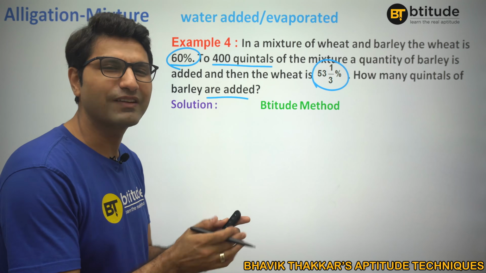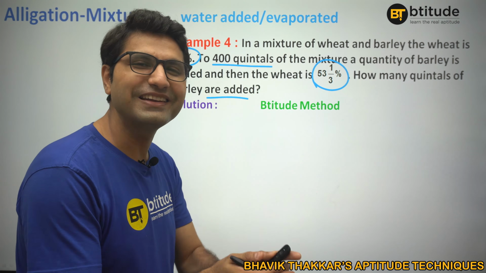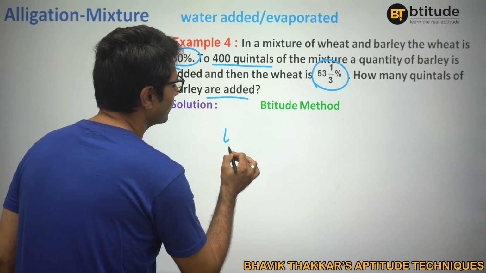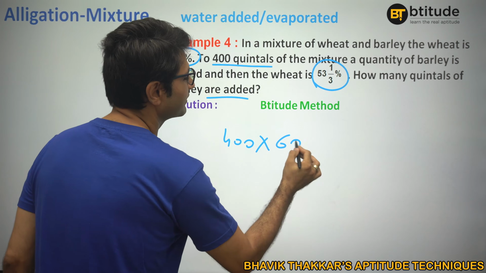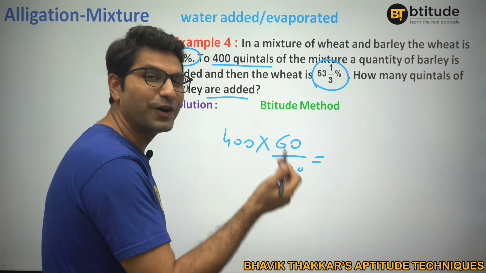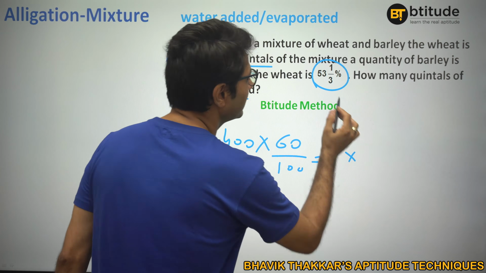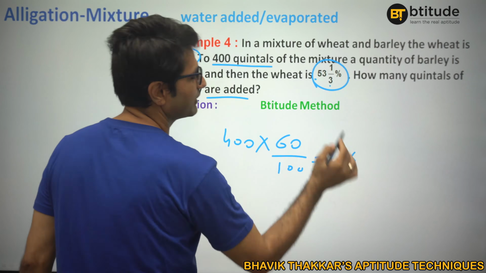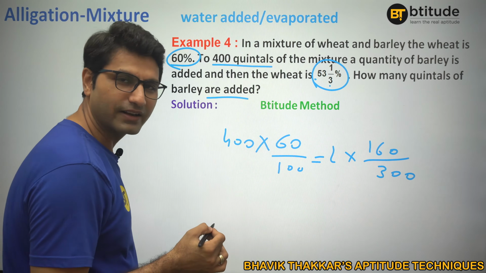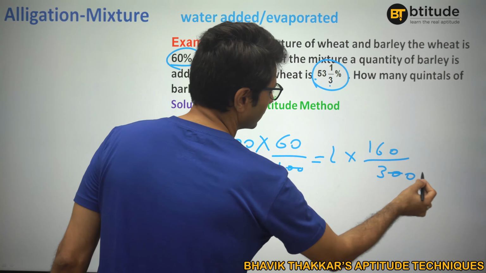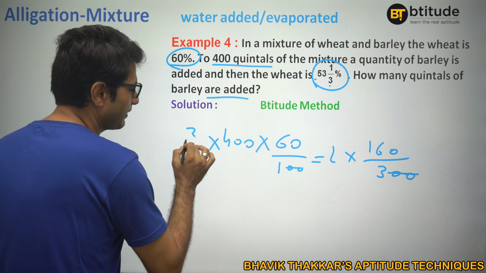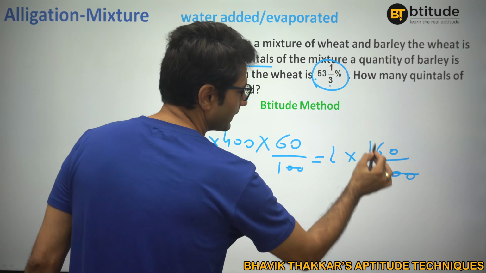So once you understand the question within 5 seconds, you know if barley is added, wheat is going to be the same. So wheat was 400 multiplied by 60%, right? And now wheat is, I don't know how much is the latest mixture, but multiplied by, this is nothing but 160 by 3%. 160 by 3% is 300, right? Or you can say this 20 will get cancelled anyway. So 160 by 3 will become 3 by 160 here, right? This will go that side.